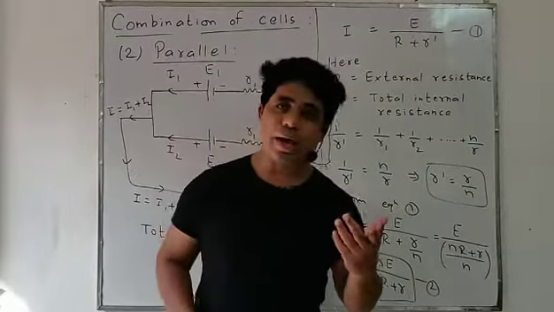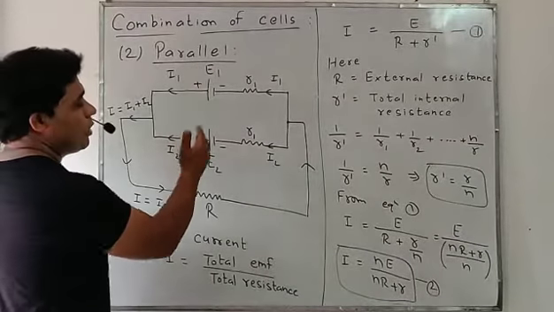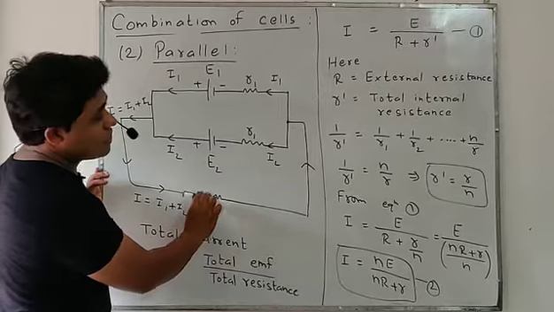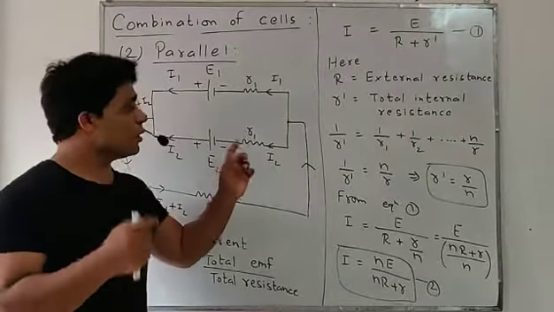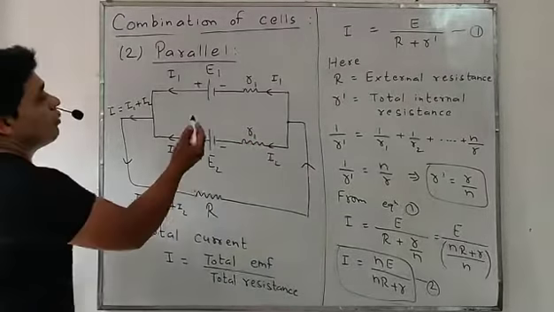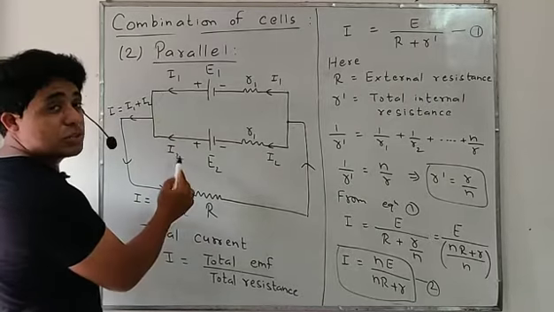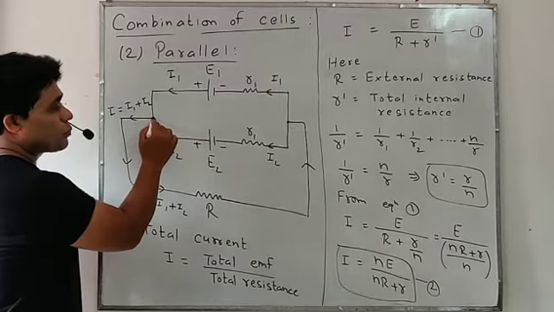Okay students, now we'll discuss the second combination, parallel combination of cells. So look, as you can see, two cells are connected having EMF E1 and E2. Both the cells are connected in parallel with external resistance R. R1 is the internal resistance of E1 and R2 is the internal resistance of E2. I1 is the current that flows from E1 and I2 is the current that is flowing from the cell E2.